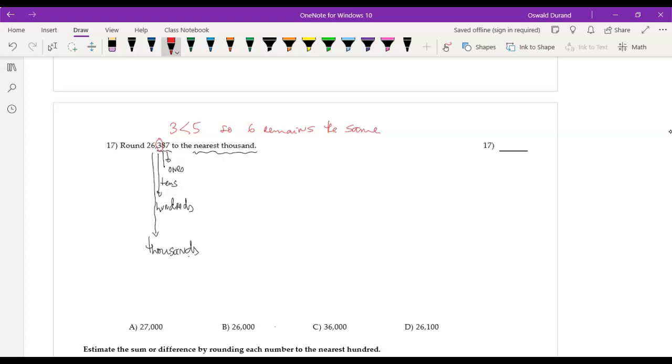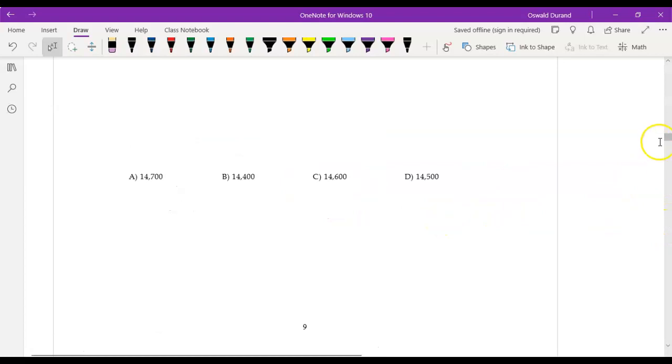Okay, so my answer is going to be 2 and 6. The 6 remains the same, and everything else is replaced by a 0. So 26,000 is how you round this value to the nearest thousand. Okay, but let me use another problem, right?